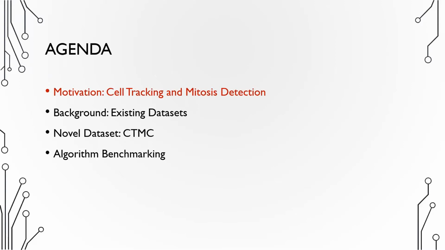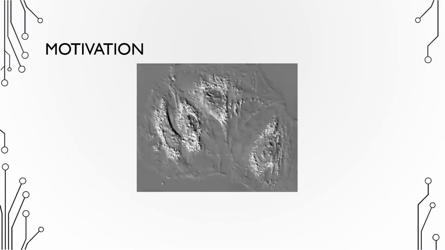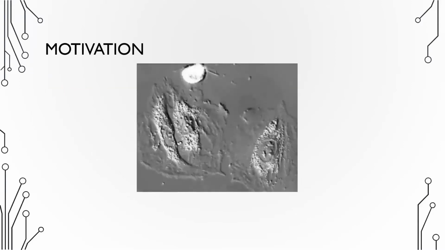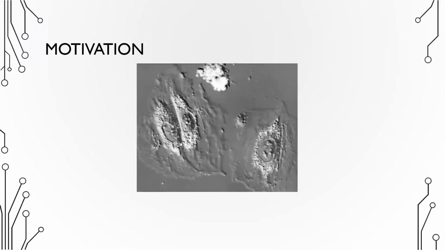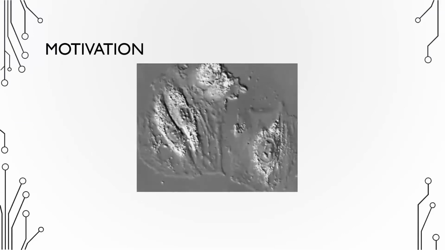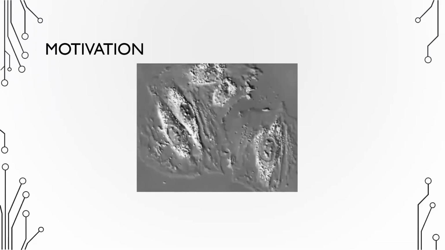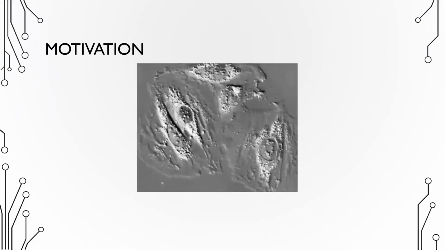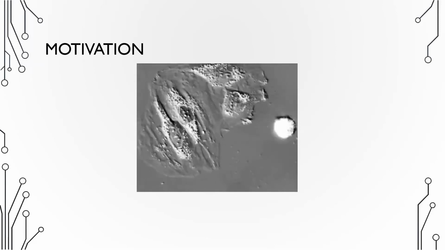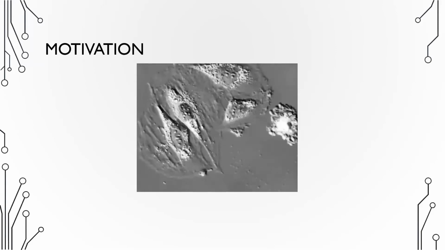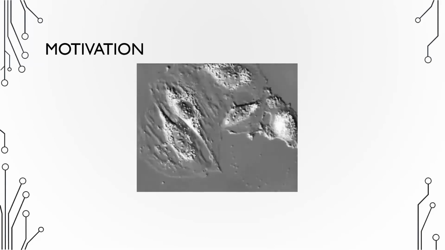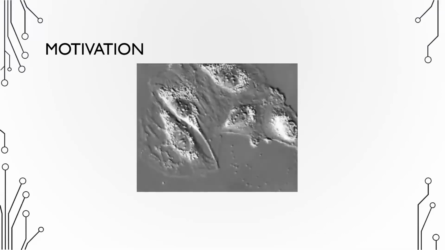So first, let's start with the motivation. We often see biologists analyze these types of live cell videos to examine cell behavior and interactions. Two interesting tasks or algorithms that help them with this investigation are tracking cells across the video and characterizing cell life cycles such as the mitosis event, where a cell divides into two new cells.